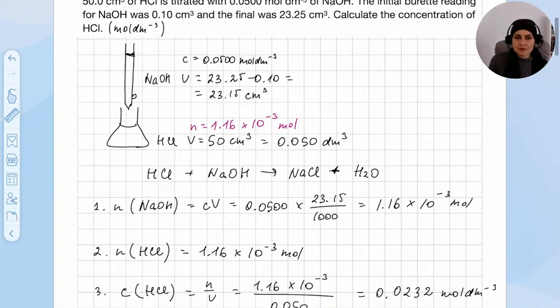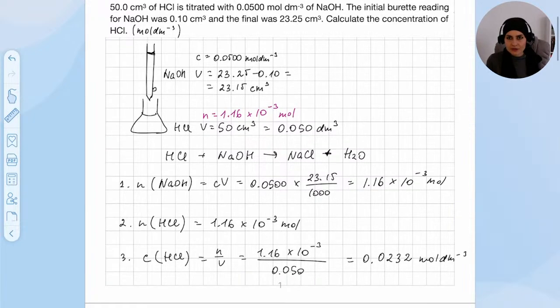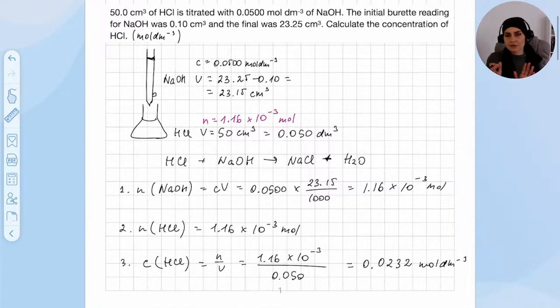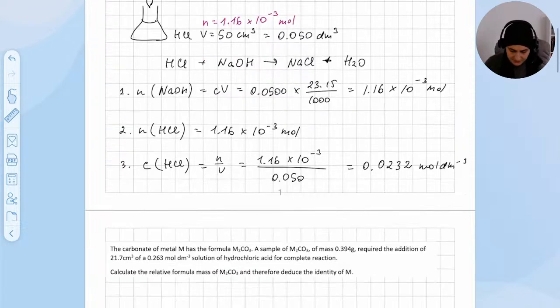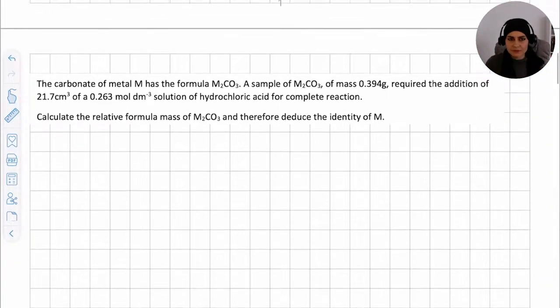Okay, so what did we do? We found the moles of NaOH first, because we knew its concentration and volume. Then we applied the molar ratio to find the moles of HCl in the conical flask, and then we found the concentration of HCl by doing moles over volume. Right, this is like the most common question that they could ask, so the easiest one.